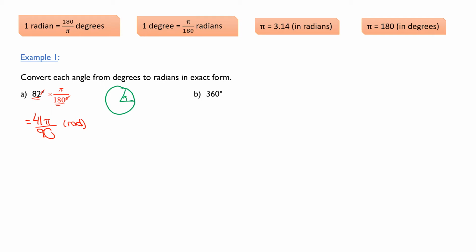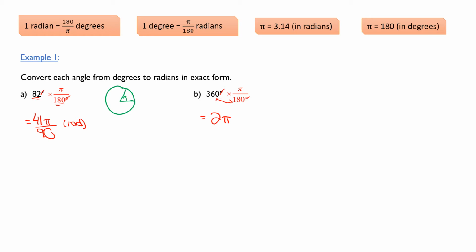Let's try another one, 360 degrees. How many radians is 360 degrees? So again, we want to convert it. We have to multiply by pi over 180, which is equal to 1. So I'm going to cancel out the degree symbols, and then I'm going to reduce the 360 and the 180. 360 over 180 is simply 2. So we have 2 pi radians. So 360 degrees is 2 pi. That's one important one. 360 is 2 pi.